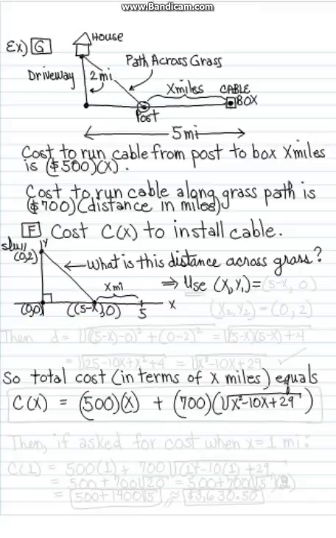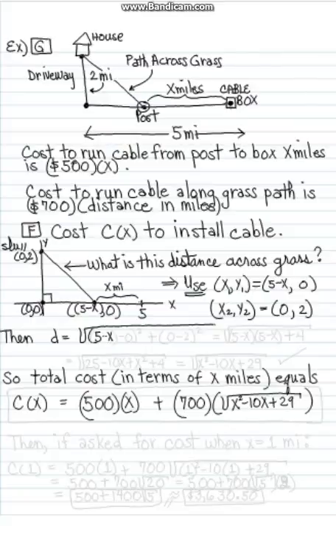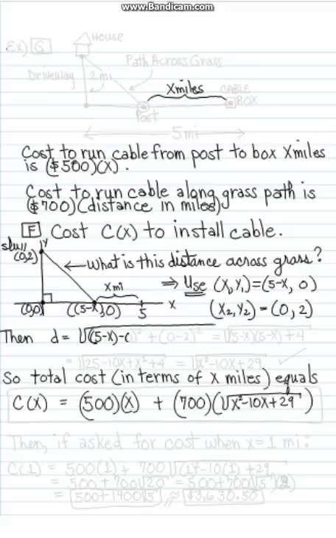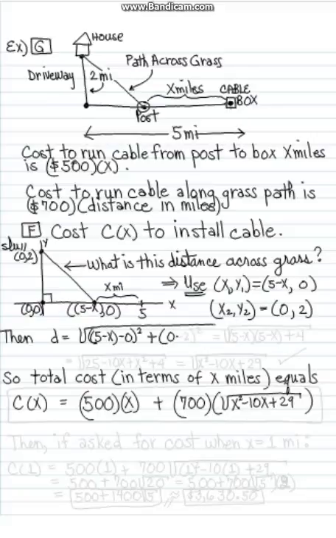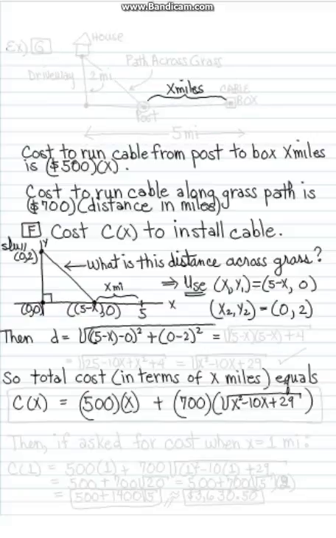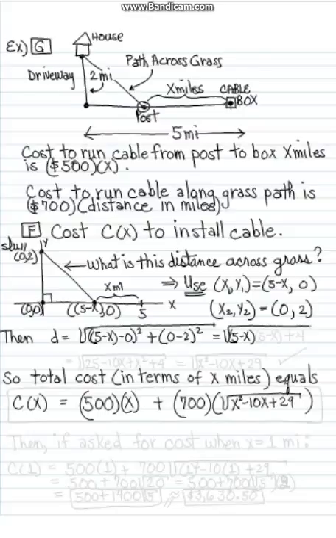So what is the distance across the grass? Well, that's going to be found using the 2 points, x sub 1, y sub 1 equals (5 minus x, 0), and x sub 2, y sub 2 equals (0, 2). That distance using the distance formula is the square root of the difference between the x-coordinates, (5 minus x minus 0) squared, plus the difference between the y-coordinates, (0 minus 2) squared.